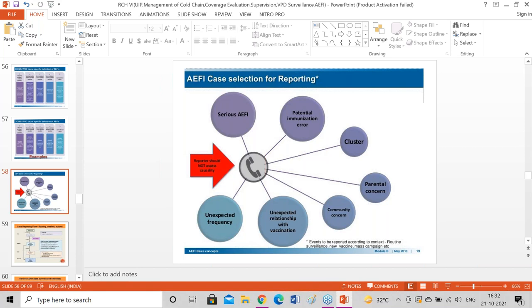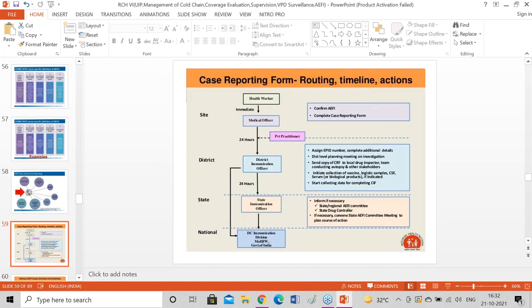Events are to be reported according to the context, whether it is during routine surveillance, a new vaccine, or a mass campaign. What is the context, we have to know. Next, the case reporting format.